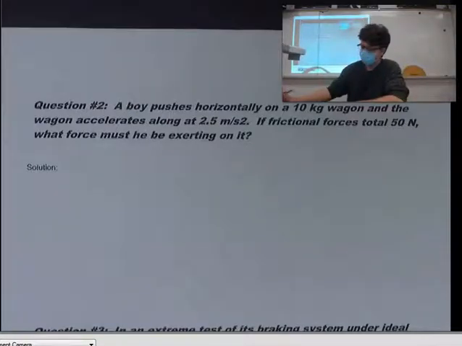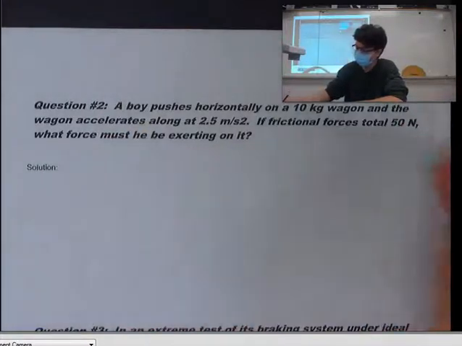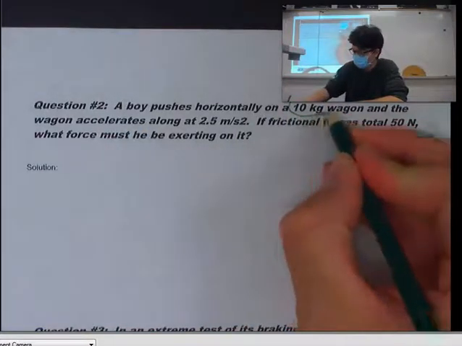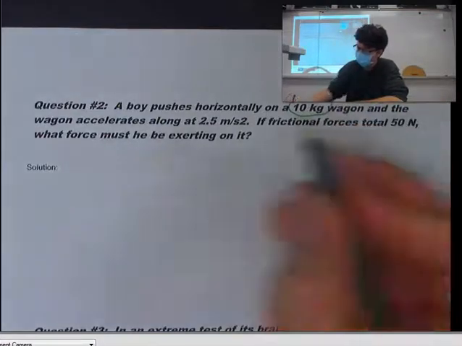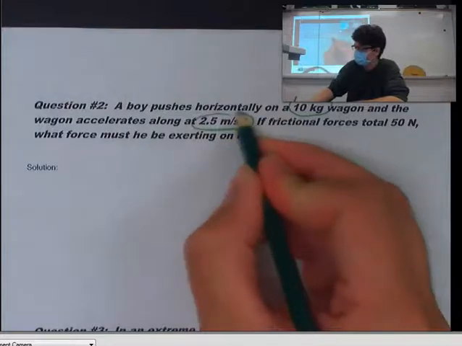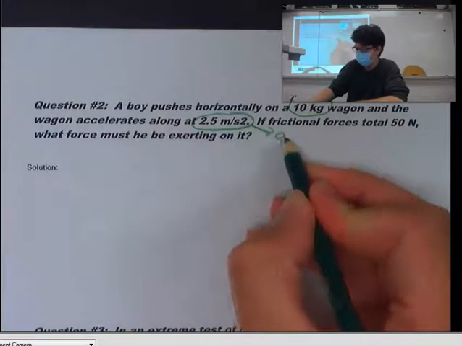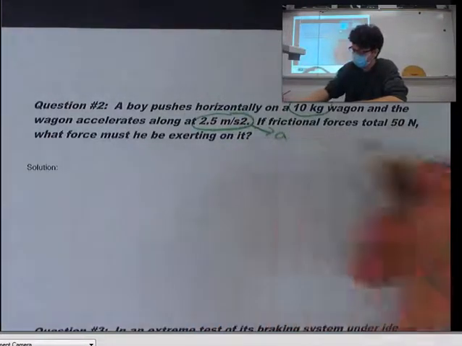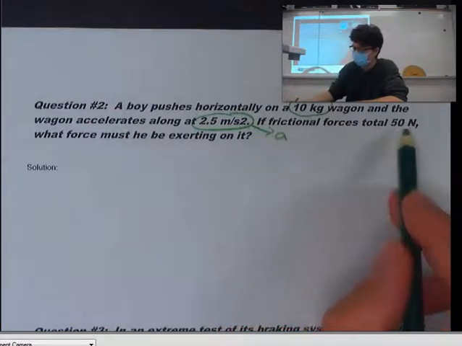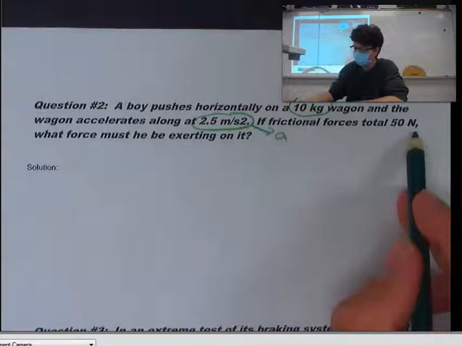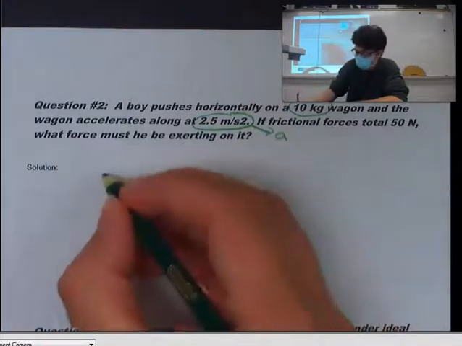All right, in this question, we're given a little bit different information. So we have the mass of the wagon, but then we're given acceleration. So we don't need to find acceleration. We're being given acceleration. Then it says the frictional force totals 50 newtons. So let's still draw our free body diagram.